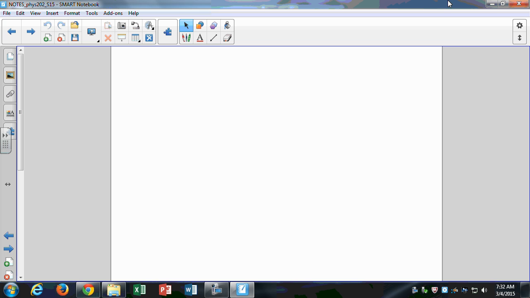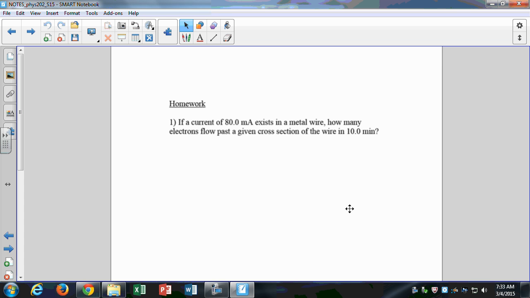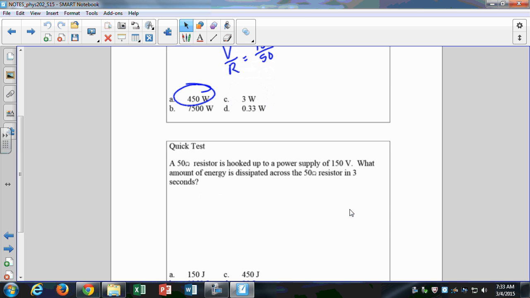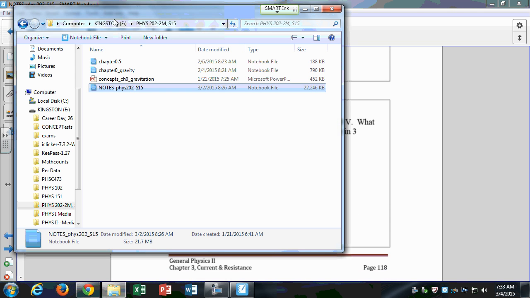Morning, folks. Let's pick up where we left off. We've just sort of done power. I don't think we did this last question. I have a 50 ohm resistor that's hooked up to a power supply, 150 volts.